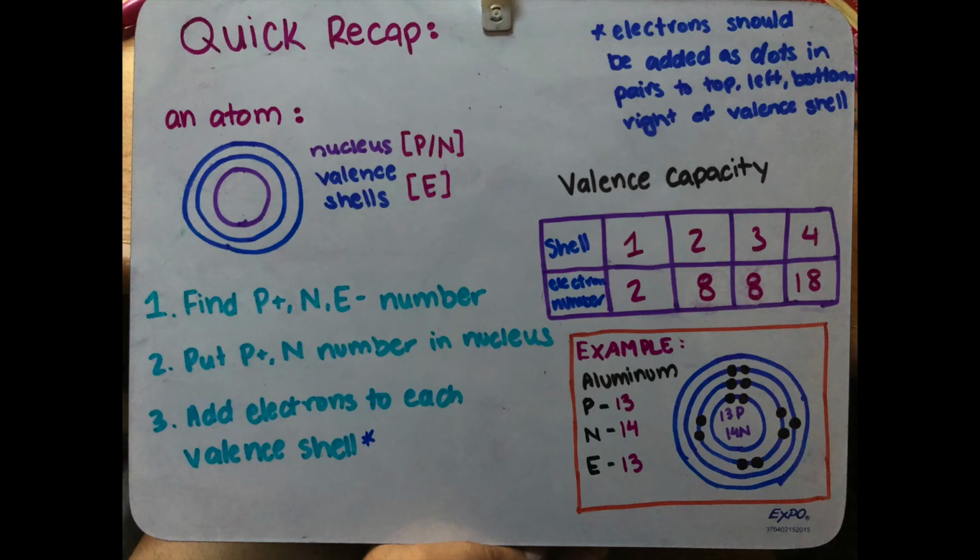To recap, first you have to find the proton, neutron, and electron number, and then you put the proton-neutron number in the nucleus. After this, you add the electrons to each valence shell in pairs going in a clockwise direction. The first valence shell can hold 2 electrons, the second one can hold 8, the third one can hold 8, and the fourth one can hold up to 18 electrons.